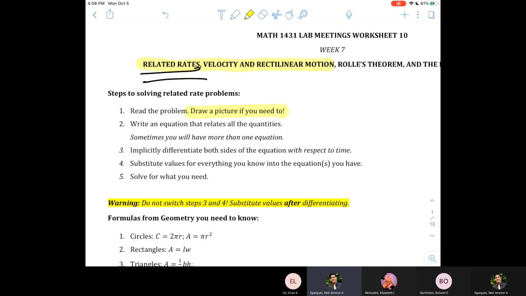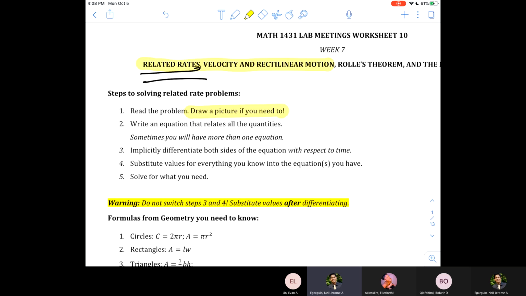Okay. And then the point of step number one is so that we can proceed to step number two, which is determining a working equation that relates all of the quantities involved in the problem. And sometimes you will have to deal with more than one equation. Sometimes two or more equations will be related to each other. Sometimes they are completely different. So hopefully we'll see a variation of problems later.